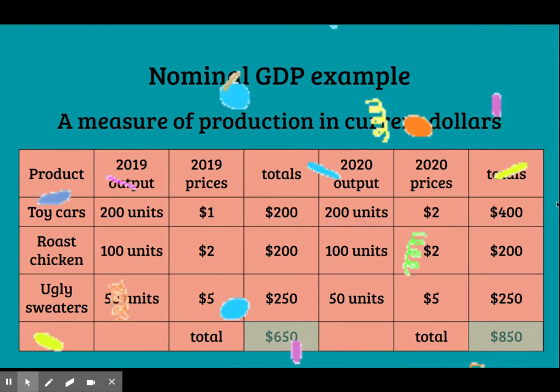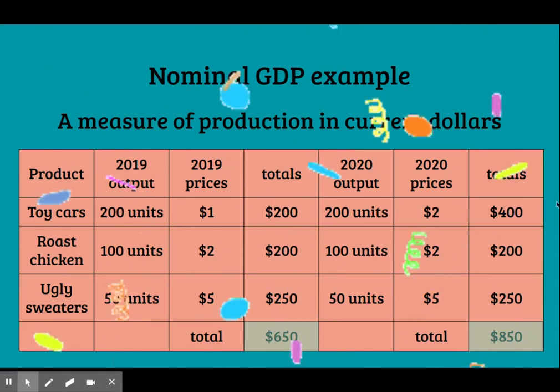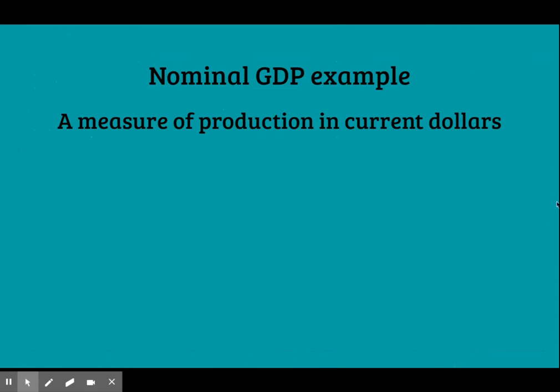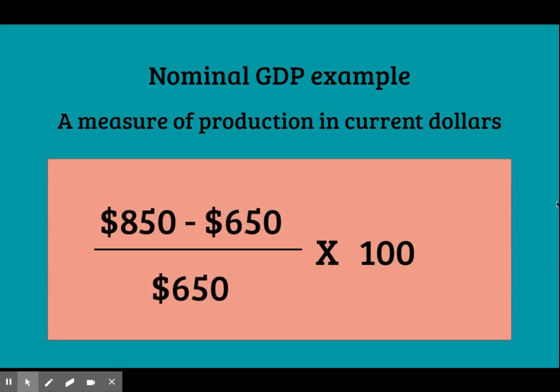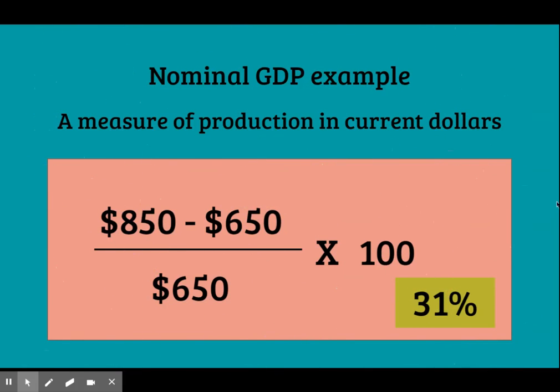Let's find the percent change from 2019 to 2020. This is something you'll often be asked to do with these types of questions. Percent change is found with the following equation: new minus old, divided by old, times 100 to get a percentage. So let's take our numbers, 850 minus 650, divided by 650, and times 100 to get a percentage of 31. Wow! But wait, hold the celebration.